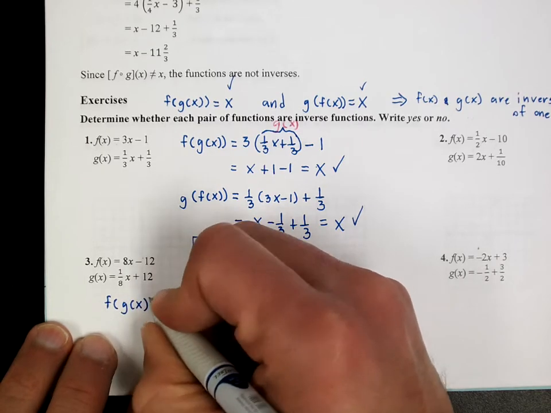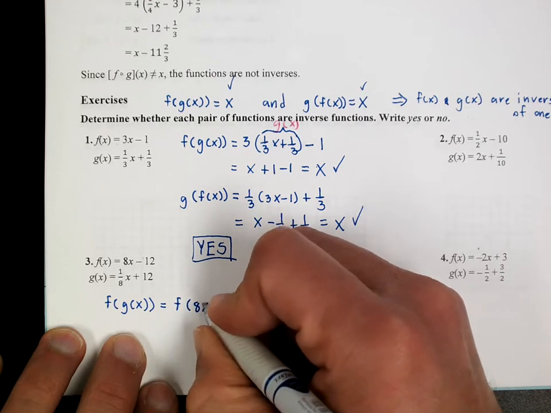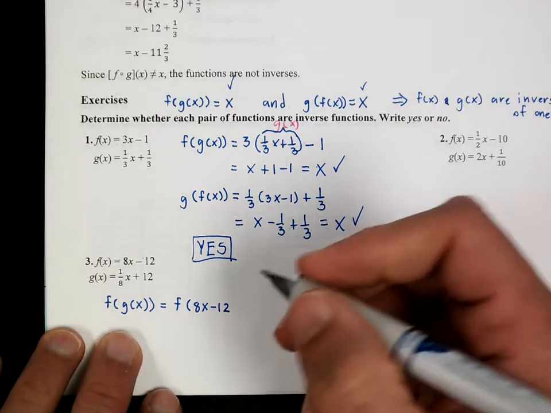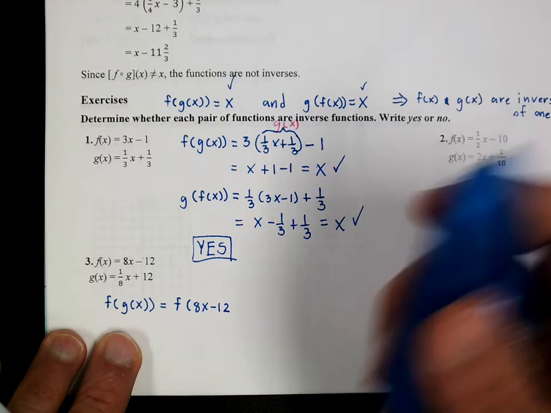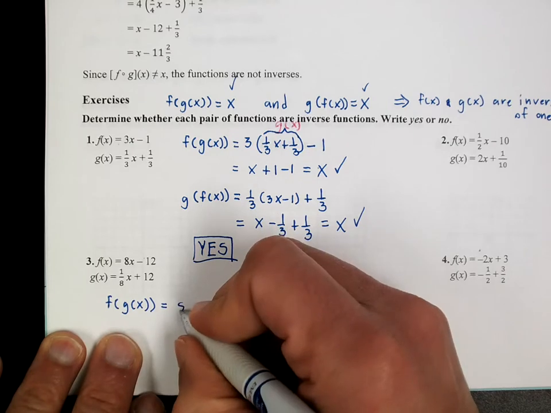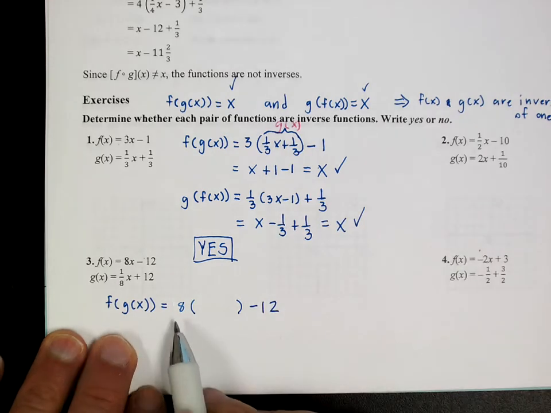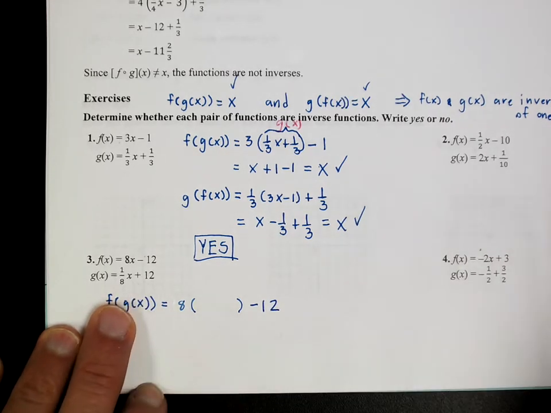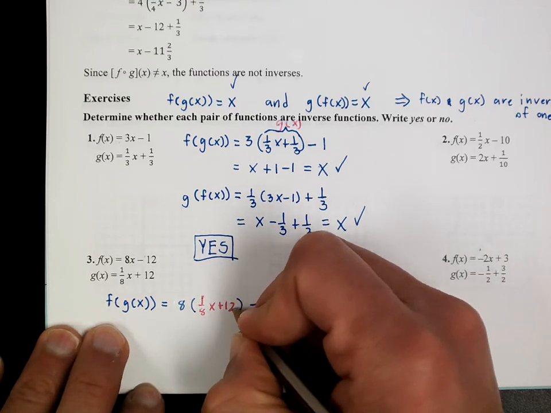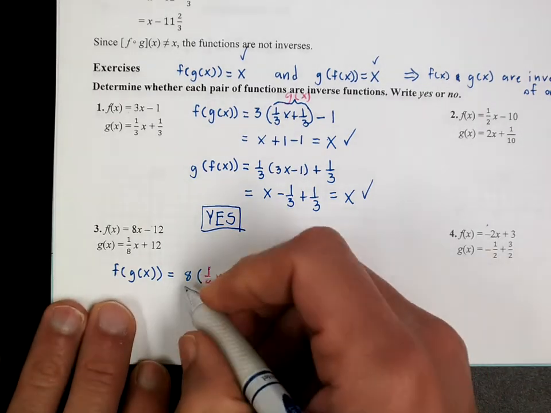So in this case, f of g of x would be function f times 8x minus 12. Excuse me, I just messed that up. No, that's not right at all. Let me just start over. So f is 8, and instead of x, remember, I'm going to write g of x. Now, g of x is this function right here. So remember, I'm plugging in a different function here. That function right here is g of x. So now I'm going to do all the arithmetic that goes with it.